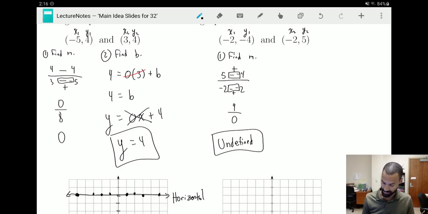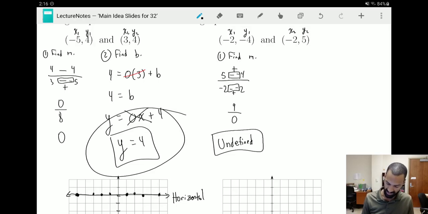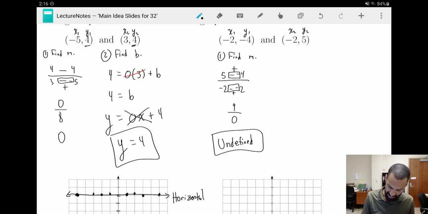Okay, so then what do we do with this? We can't plug an undefined into our equation. All right, so that's where we're going to steal from what we just did over here. We recognize that the y value repeated itself, and so we ended up with the equation y equals 4. The y value is 4 for all the points. Over here, the x value is negative 2 for both points. So our equation is just x equals negative 2.